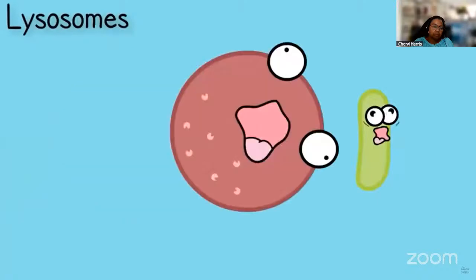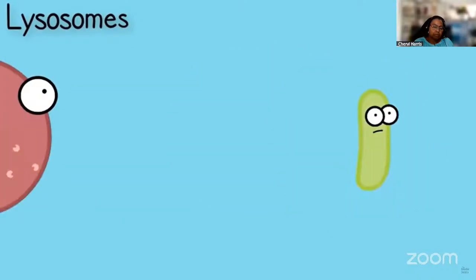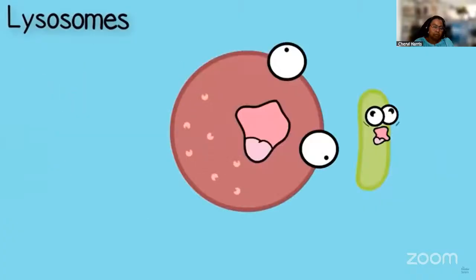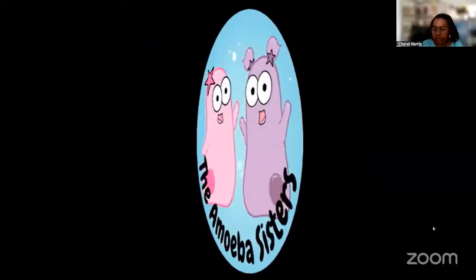Now just keep in mind that in our quick tour, there are still so many more awesome organelles found in lots of different types of eukaryote cells to continue exploring, so to the Google for more. Well, that's it for the Amoeba Sisters, and we remind you to stay curious.